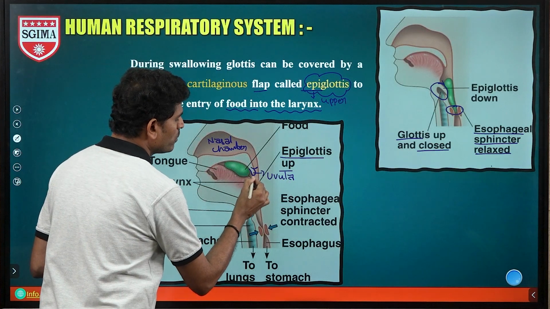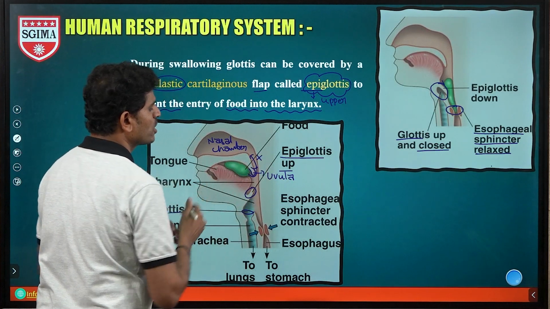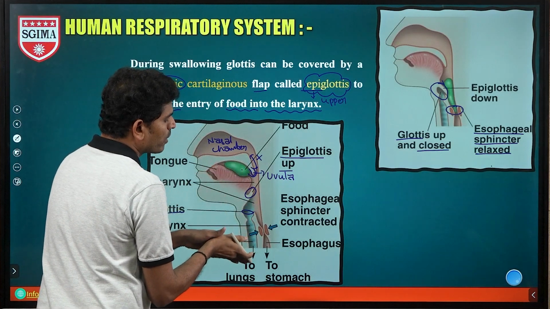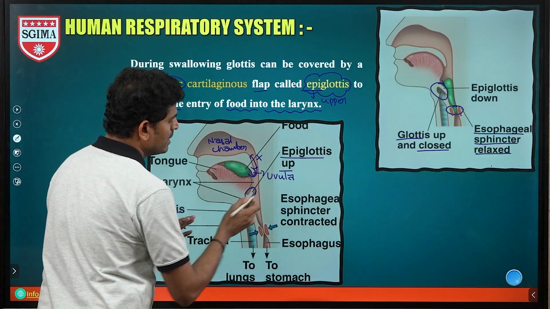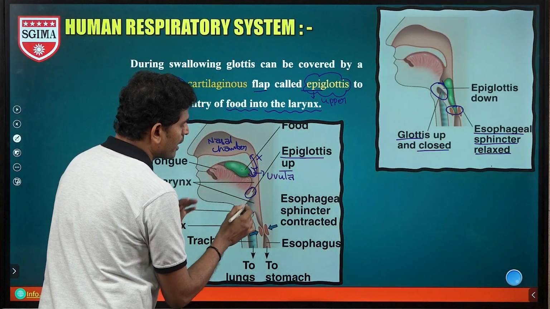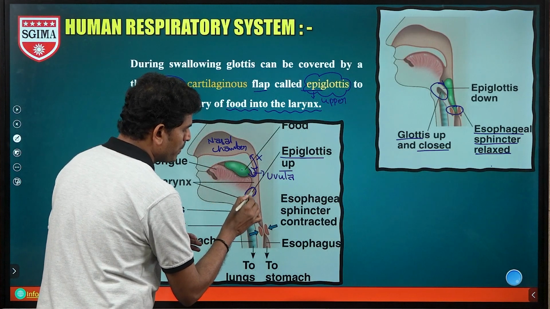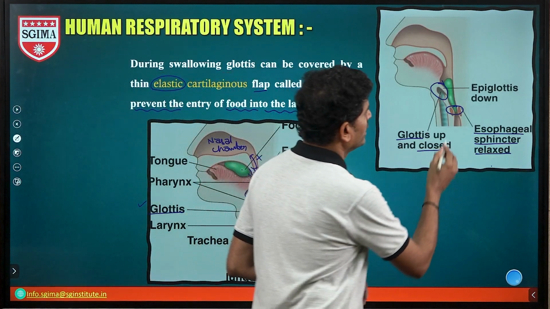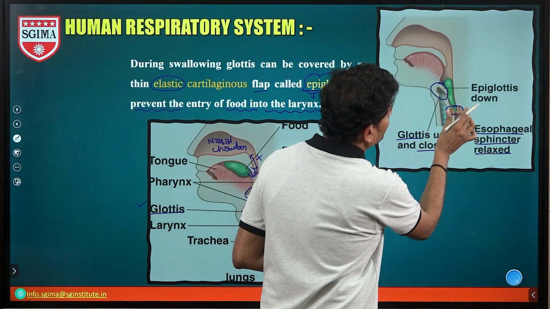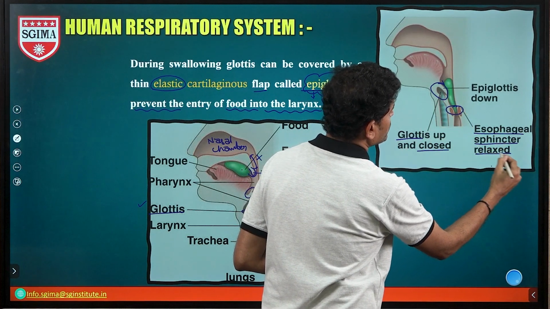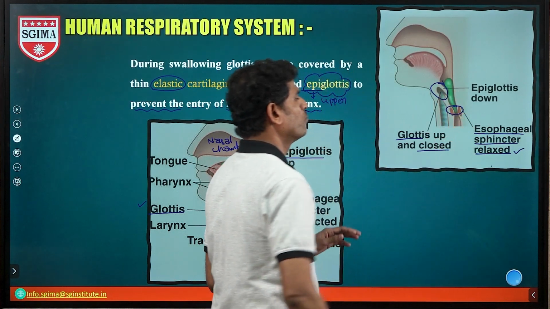That's why food is prevented from backflow into the nasal chamber. This is not allowed, and the food is directed forward, through the pharynx region: oropharynx, laryngopharynx. Once the food enters the laryngopharynx, the epiglottis covers the opening. Then the food pipe opens, that is, the esophageal sphincter relaxes, and the food or water automatically enters the food pipe.